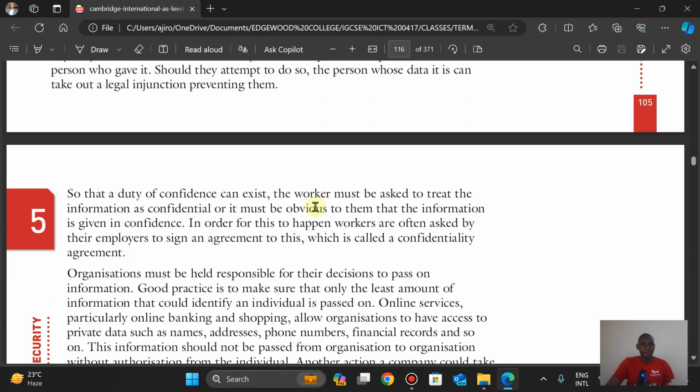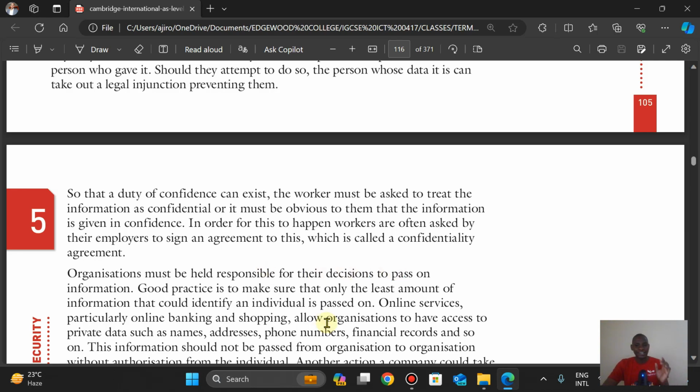Okay. So a duty of confidence can exist. A worker must treat the information as confidential, or it must be obvious to them that the information is given in confidence. Okay. In order for this to happen, workers are often asked by their employers to sign an agreement to this. Of course, this is called a confidentiality agreement, which is what I signed with Pi. Organizations must be held responsible for their decision to pass on information.